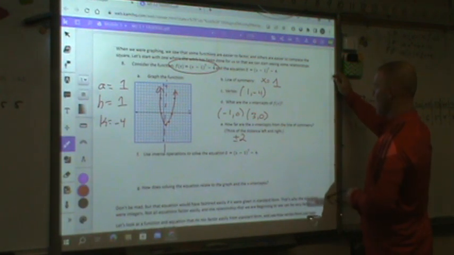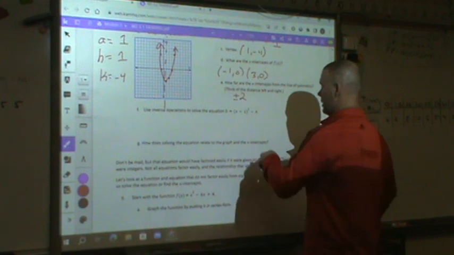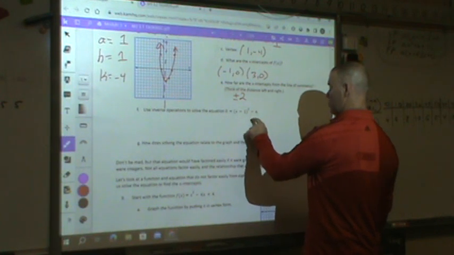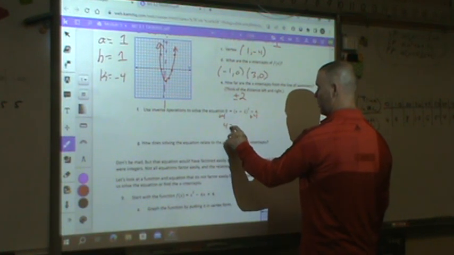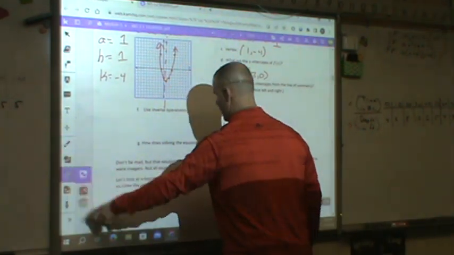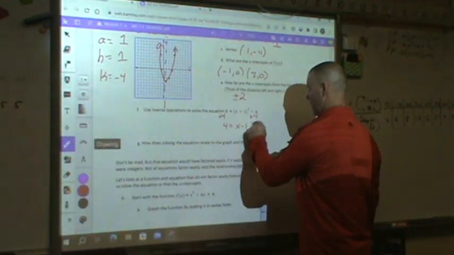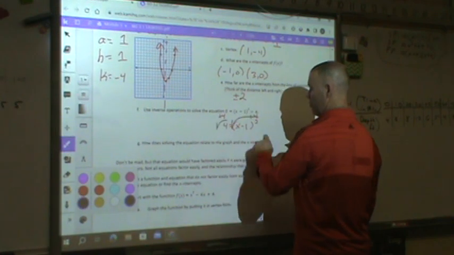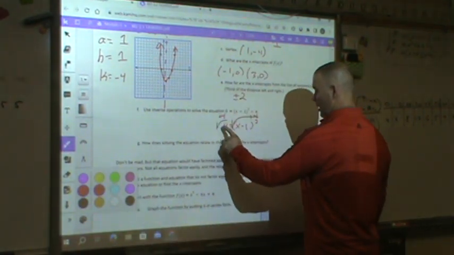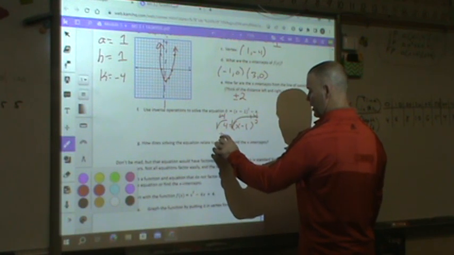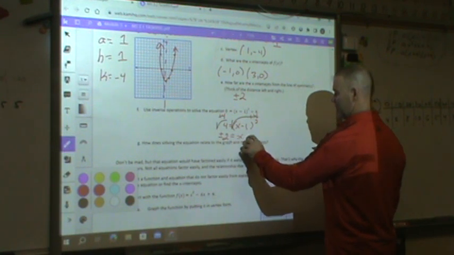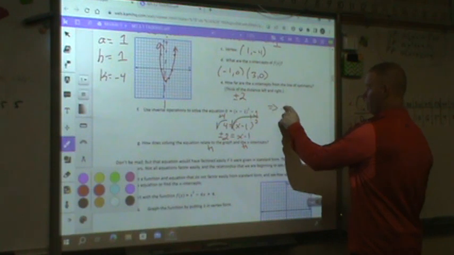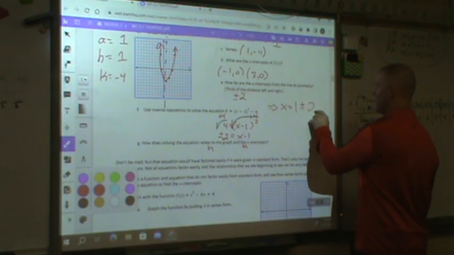Now it says use inverse operations to solve. How do I use inverse operations? Well, again, the goal in solving is to get x by itself. 0 is equal to, so the first thing I need to do is add 4 to both sides. So 4 is equal to x minus 1 squared, not 2. I was thinking of the exponent of 2 there. X minus 1 squared. How do I unsquare something? I square root it. So when I square root something, the square root of 4 is 2, but it's plus or minus 2 is equal to x minus 1. That's going to get rid of the exponent. Then I simply add 1 to both sides, and therefore x is equal to 1 plus or minus 2.